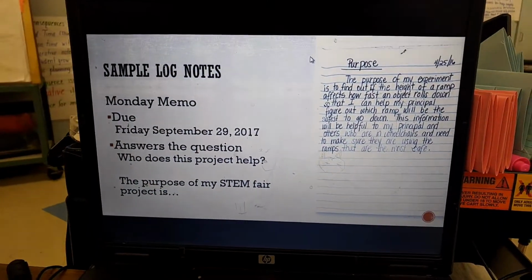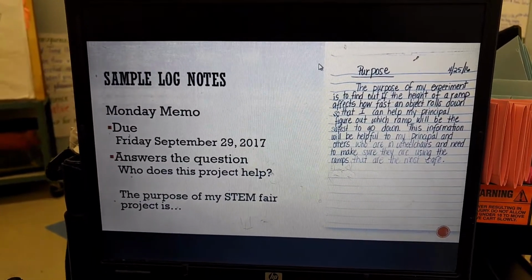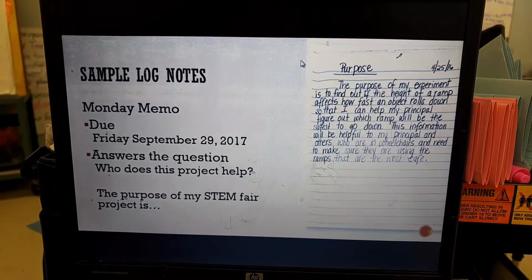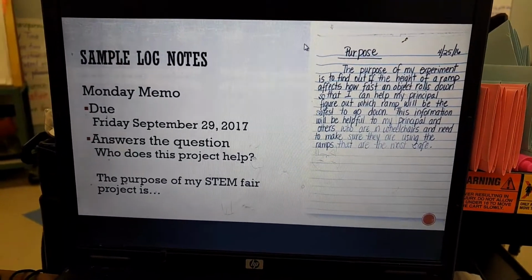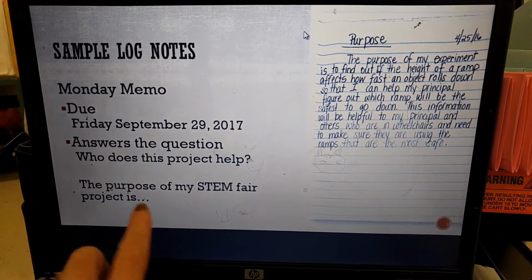So there's an example of a sample log. Those are the notes, Monday memo. It's due Friday the 27th. You must answer the question: who will benefit, who does this project help? And there's the question STEM. This is how they should be starting it: the purpose of my STEM Fair project is.